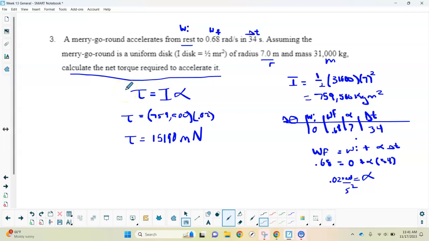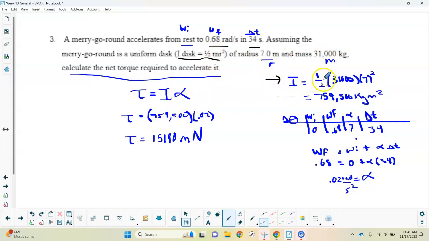Then we're talking about the next question. So again, angular kinematics. This time it deals with torque. It says an object, a merry-go-round, accelerates from rest to the speed in 34 seconds. Assume the merry-go-round is a uniform disk. That's the way you calculate the moment of inertia of a disk. I will always give you the moment of inertia, rotational inertia calculation. So 7 is R and 31,000 kilograms is M. So you're going to plug in and get I.